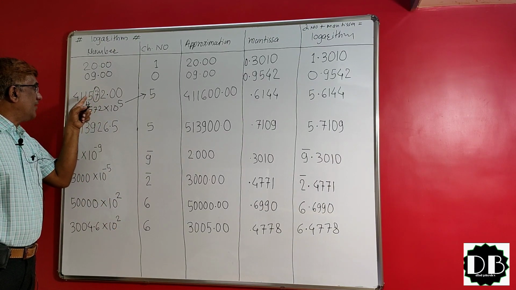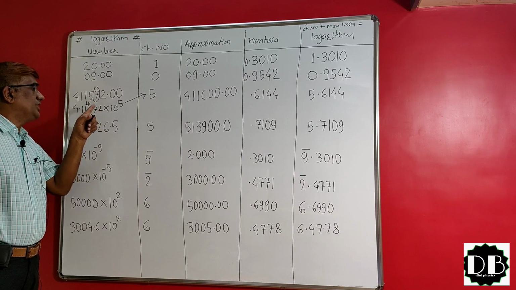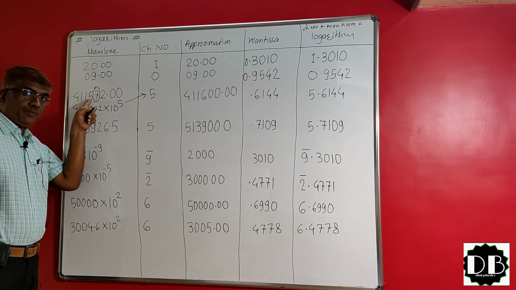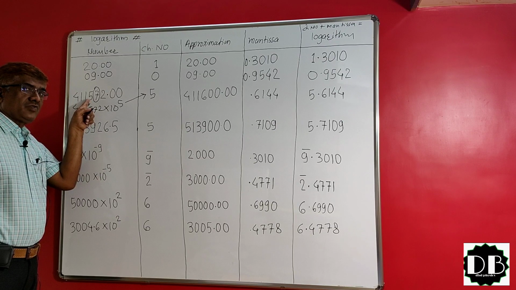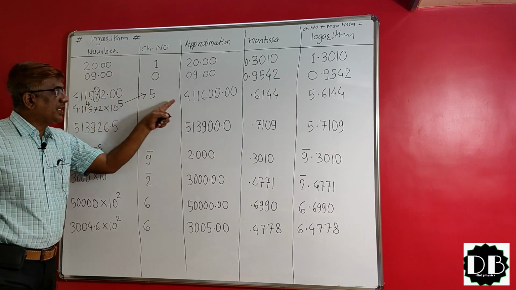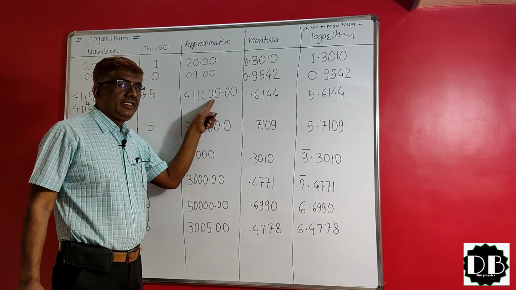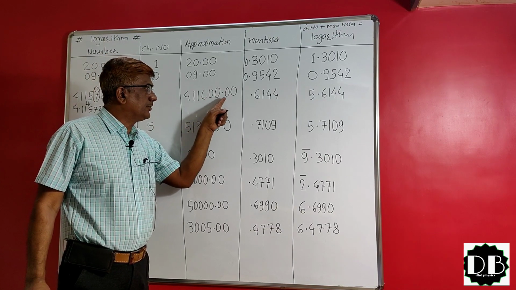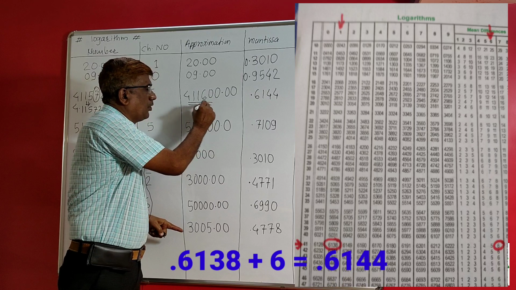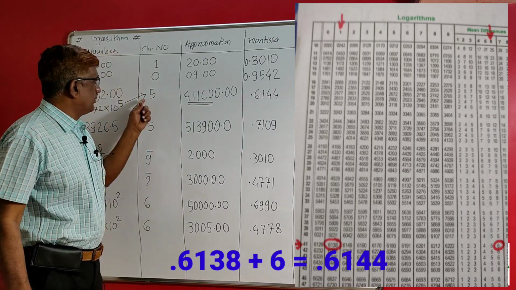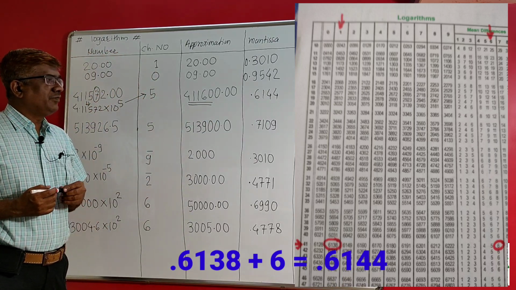Then you can add 1 in the fourth digit. Fourth digit is 5. 5 plus 1 is 6. That's why it is 4116. Remaining numbers get converted into 0. Now the meaningful number is 4116. Character number is already 5. 4116.